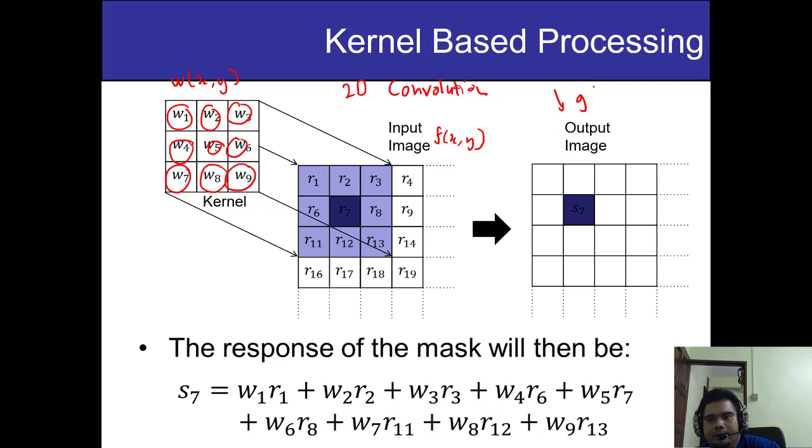Okay, g(x,y), which is equal to our f(x,y) convolved with our w(x,y). To obtain that, you must process one by one, meaning that you must multiply. For example, if you want to find the pixel S7 over here, then you must do the convolution. When you do convolution, you are actually multiplying this W1.